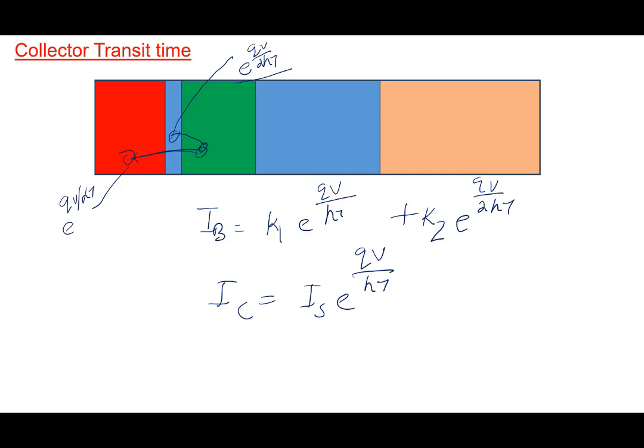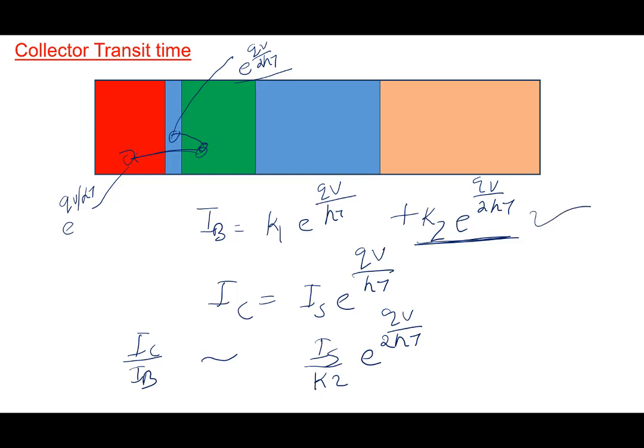Now look at the ratio, IC by IB. If this term is dominant, what do you think will happen to IC by IB? IC by IB becomes IS by K2, e to the power qV by 2kT, correct? It goes like that if this term is dominant. Can I write that beta is proportional to the square root of IC?